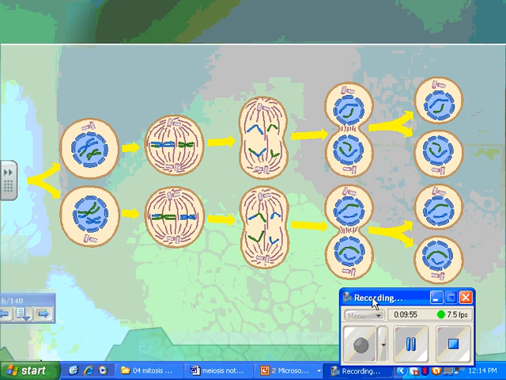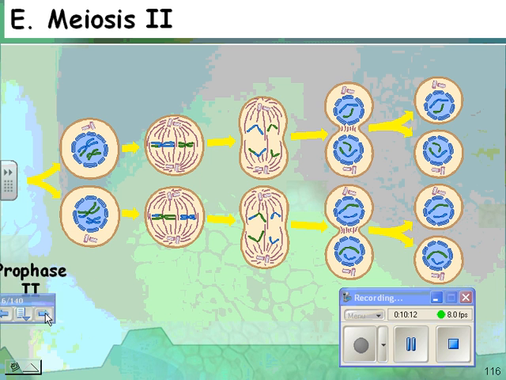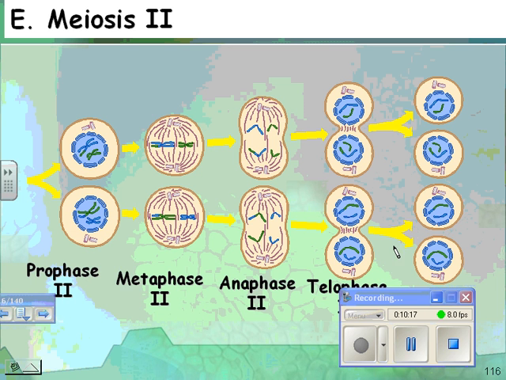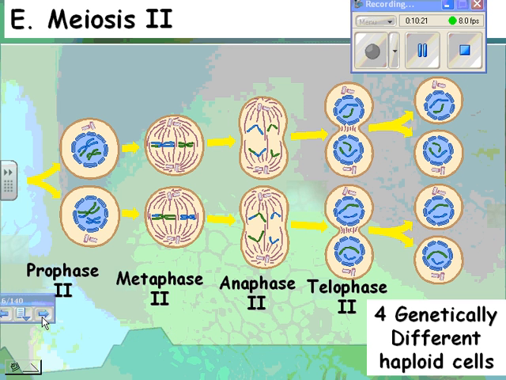So let's take a look at this. Here's the beginning of meiosis II. You've already separated out your homologous chromosomes. Now this is metaphase. The chromosomes line up in the middle. Anaphase, the sister chromatids have separated and now you have individual chromosomes. There's telophase and cytokinesis. And that's the end of the story. So meiosis II, you have prophase II, metaphase II, anaphase II, telophase II, and at the end you have cytokinesis. And you get 4 genetically different haploid cells.